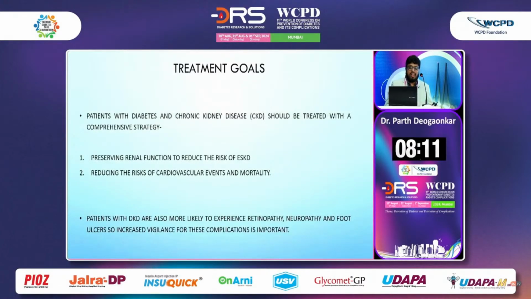So what are the treatment goals? The most important thing is preserving renal function. We do that by controlling the proteinuria, controlling the fall in the GFR, and reducing the risk of cardiovascular events and mortality. Also, patients who have diabetic kidney disease need to be more vigilantly monitored for other complications like retinopathy, neuropathy, and foot ulcers.